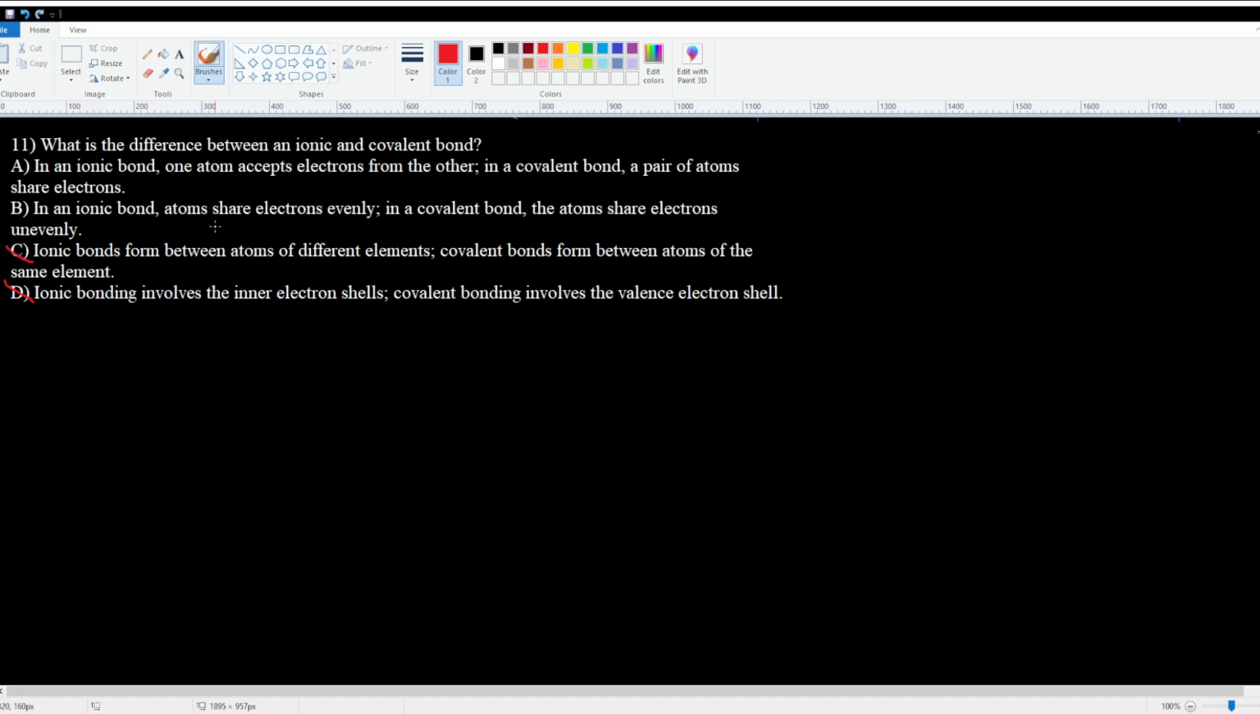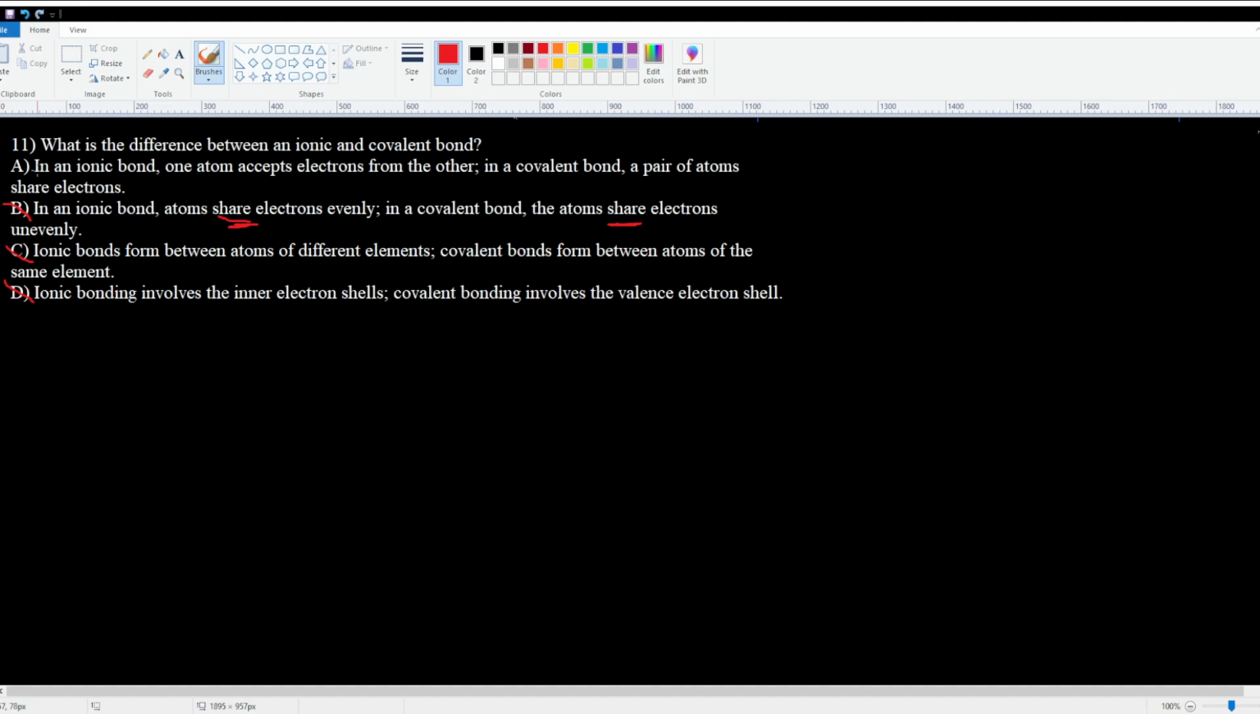In an ionic bond, atoms share electrons evenly, versus in a covalent bond, atoms share electrons unevenly. This one almost makes sense, but you have to remember your vocabulary, right? We're talking about sharing electrons evenly. If you see sharing, then we're talking about covalent bonding. So atoms share electrons evenly in a non-polar covalent bond, and atoms share electrons unevenly in a polar covalent bond. So this is just talking about covalent bonds.